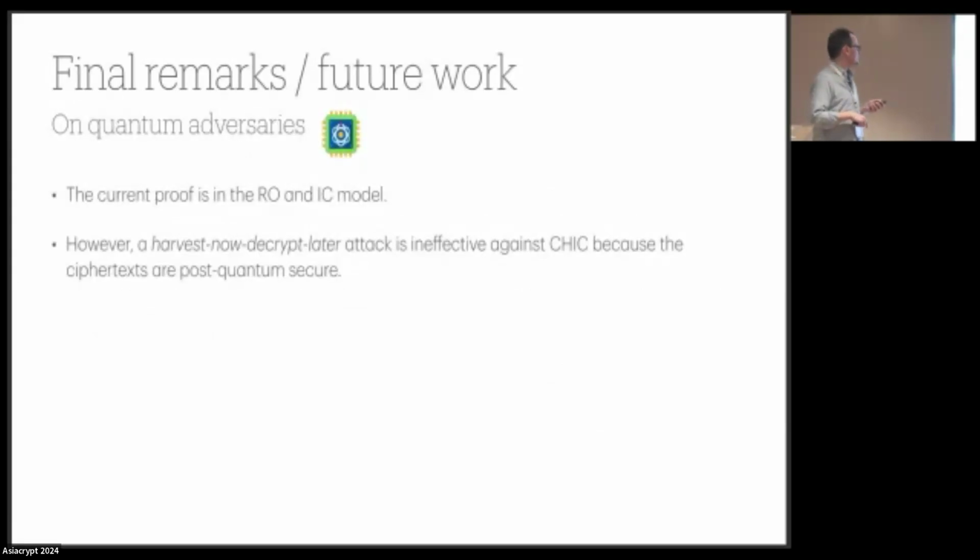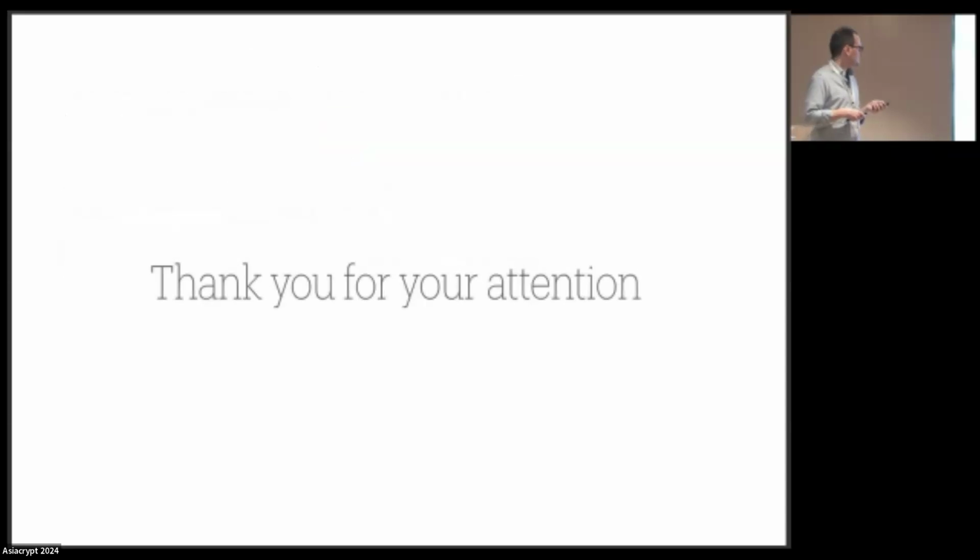And finally, I think it's worth mentioning that our proof is in the random oracle and ideal cipher model, so we don't allow quantum access to the idealized functions. But since the underlying key encapsulation mechanism is post-quantum secure, at least we can guarantee that the harvest now, decrypt later attack can be mitigated with this protocol. And that's it. Thank you very much.